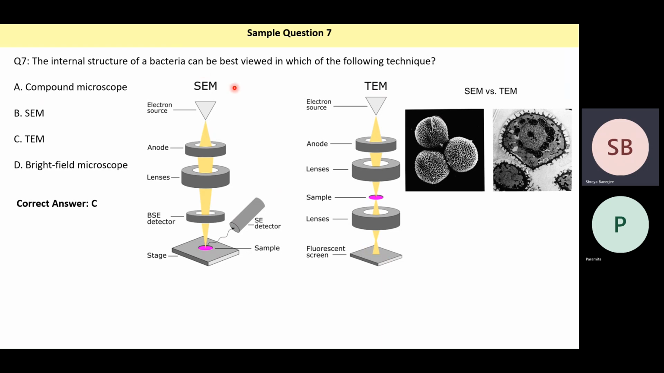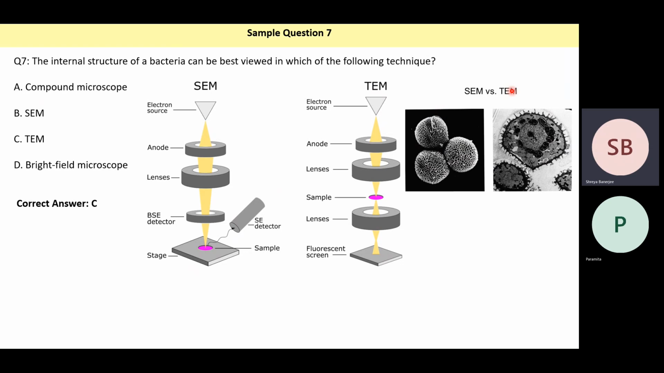So scanning electron microscopy only gives you an idea about the surface topography of the sample. It tells you about the surface, like where the peaks are, what is the shape of the surface, but it cannot tell you about the interior of the sample because the ray simply bounces off the surface. It does not go through it. But in transmission electron microscope, the electron ray passes through the sample, so it can tell you all about the interior structure and imaging of the sample.